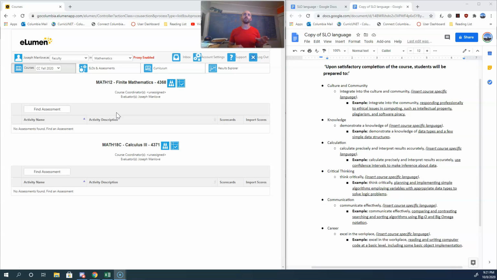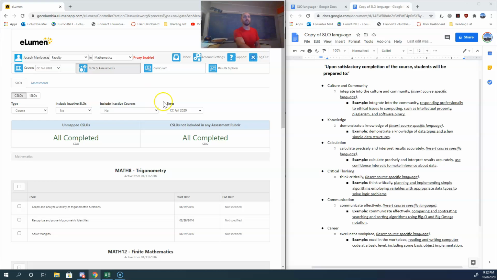So the first thing I want to do is probably look at my existing course SLOs. I'm going to do this for Math 12. I'm signed in as faculty. If you see something else here like discipline or whatever, get it to faculty. That's probably the easiest place to be. Then you want to look in the department that you're interested in. I'm in the mathematics department here.